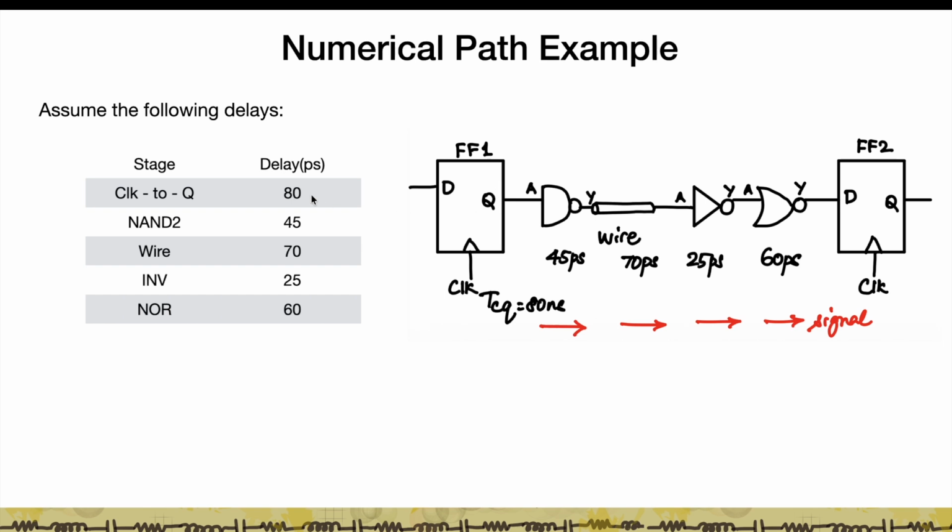Clock to Q delay of FF1 is 80 picoseconds. The NAND gate contributes 45, the wire contributes 70 picoseconds, the inverter adds 25 picoseconds, and the NOR gate adds 60 picoseconds. These are the numbers STA will accumulate. On the next slide, we'll walk through the addition stage by stage and find out when the signal actually reaches FF2.